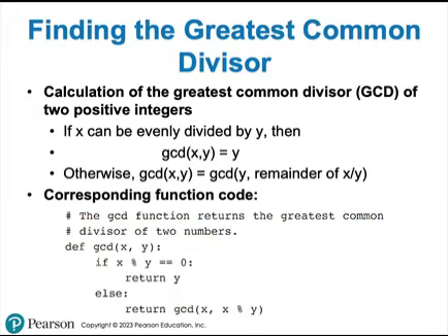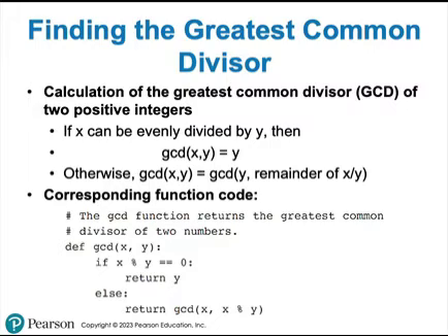So it's the mod operator, which does give us the remainder of x divided by y. So here's the function. If x is evenly divisible by y, that is, the remainder is 0, then return y. Otherwise, call the GCD function again with y and x mod y to try to solve the problem.